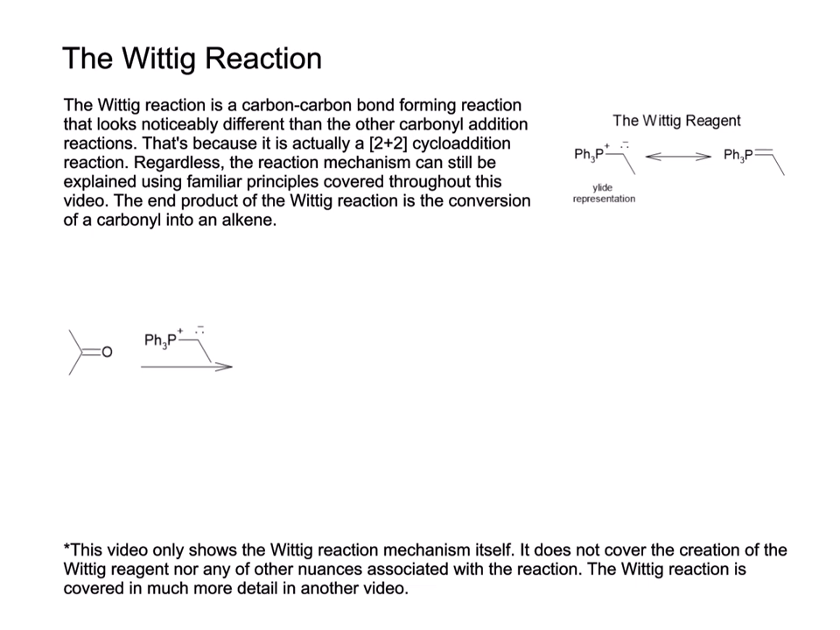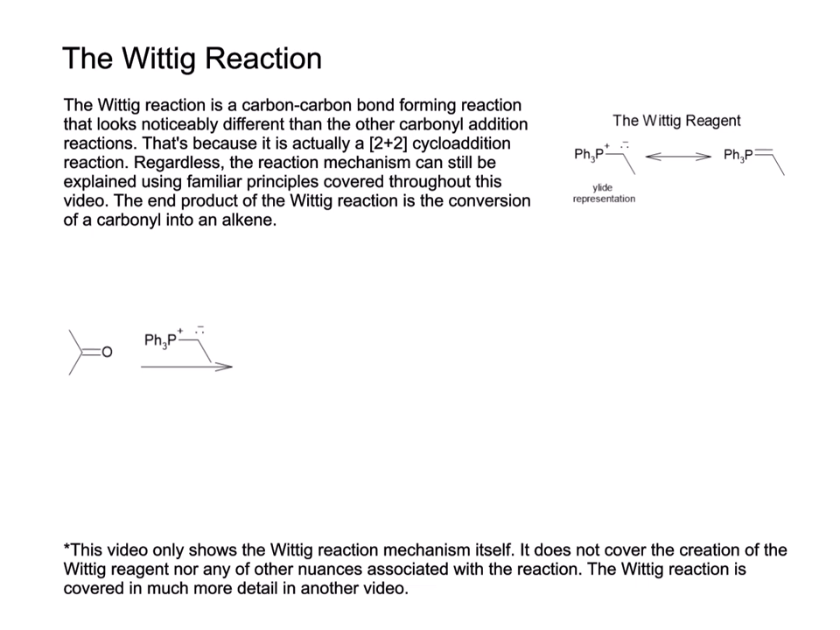be technically accurate. The end product of the Wittig reaction is the conversion of a carbonyl into an alkene. In other words, that CO double bond is turned into a CC double bond. On the very right-hand side of the page, I have what is called the Wittig reagent. And you can see that there is a resonance structure for the Wittig reagent. On the left, we have what is known as the ylide representation, and an ylide is a molecule that has a negative charge adjacent to an atom with a positive charge.